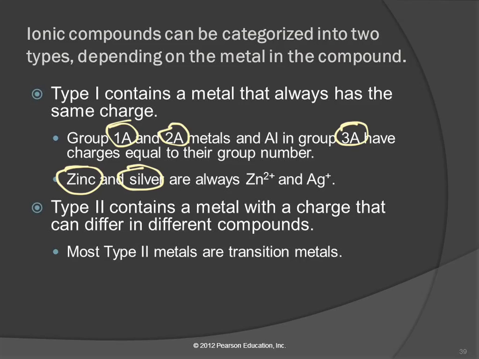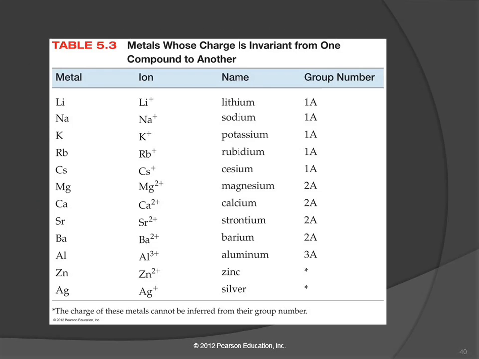If it's not one of those, it has more than one charge, and we're going to learn that we indicate that with a Roman numeral to indicate the charge. Most of the type 2 metals are transition metals, but not all of them. And so I don't think that's really a useful generalization even. These are type 1 metals. These guys are in group 1, group 2. This is group 3. And then zinc and silver.